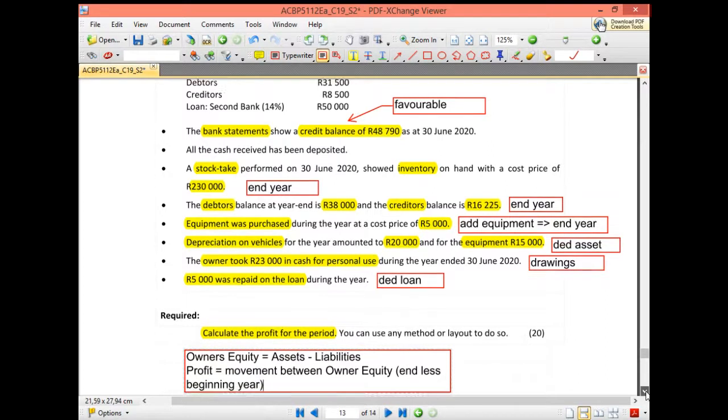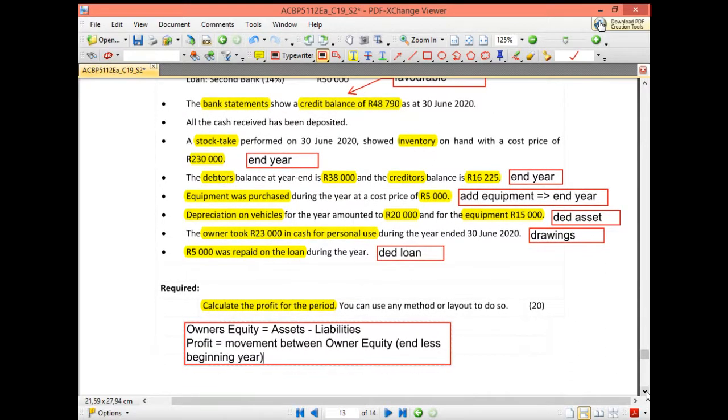So now you can see you actually have to do this calculation twice. But like I said, in owner's equity, profit is not the only movement. We also have to take into account any drawings or capital contributions to get to the profit value. So at the end of the day, to work out the profit is going to be our balancing figure.